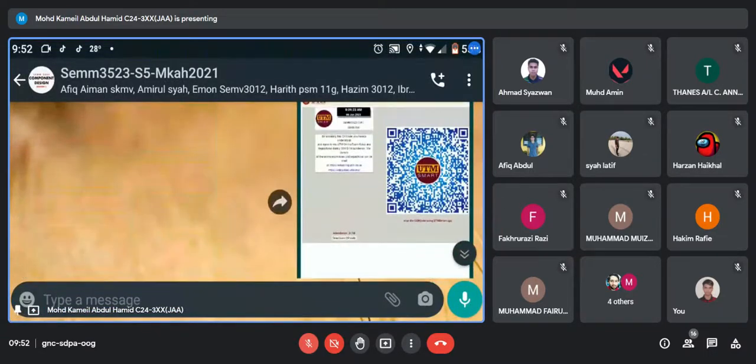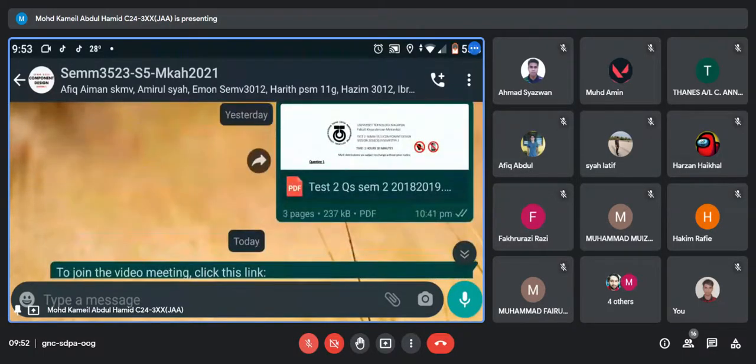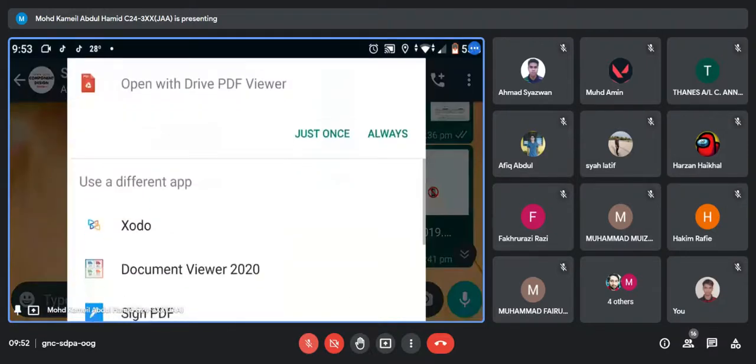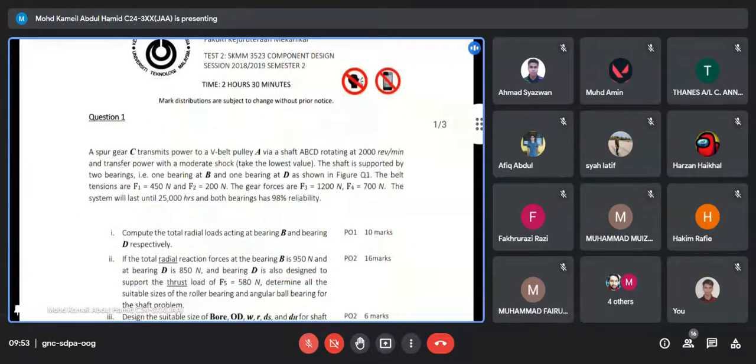Okay, now test 2. Okay, next question: a spur gear C transmits power to a pulley.